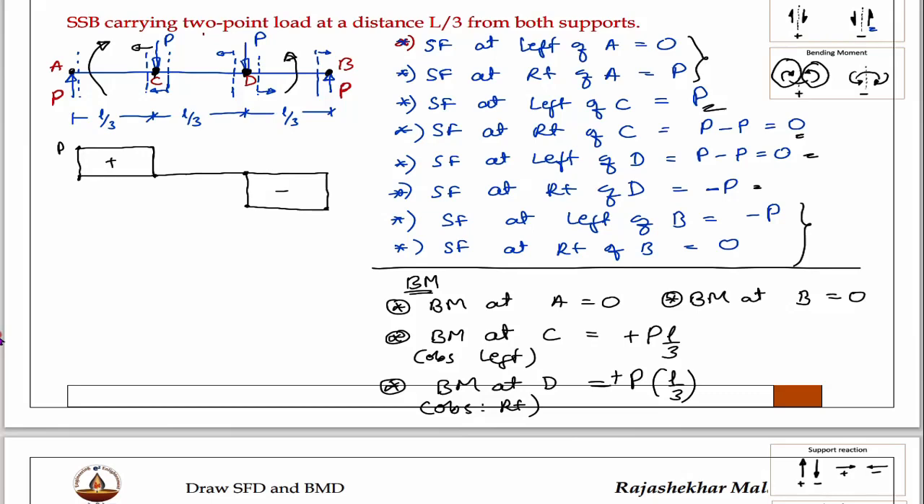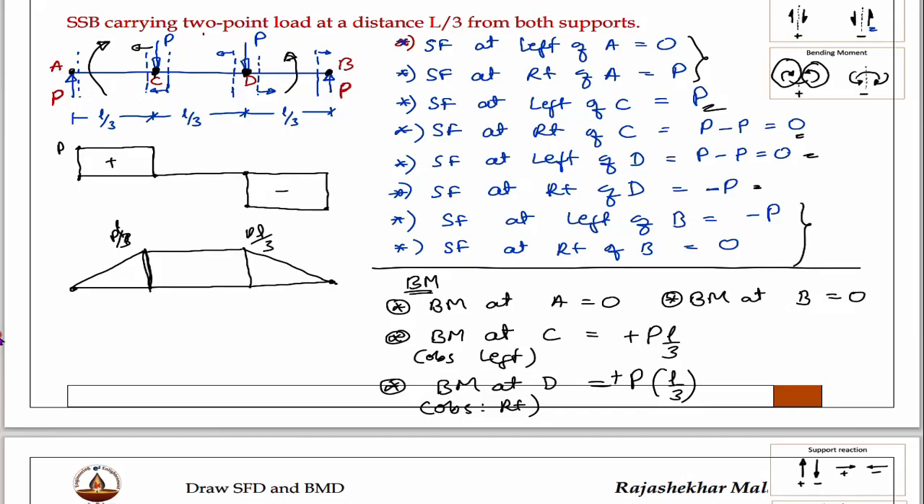Now I will draw the bending moment diagram. At this point 0 and this is 0. At this point it is PL by 3 and this is also PL by 3. Therefore you will get this bending moment diagram. Right? This is PL by 3 and this is PL by 3.